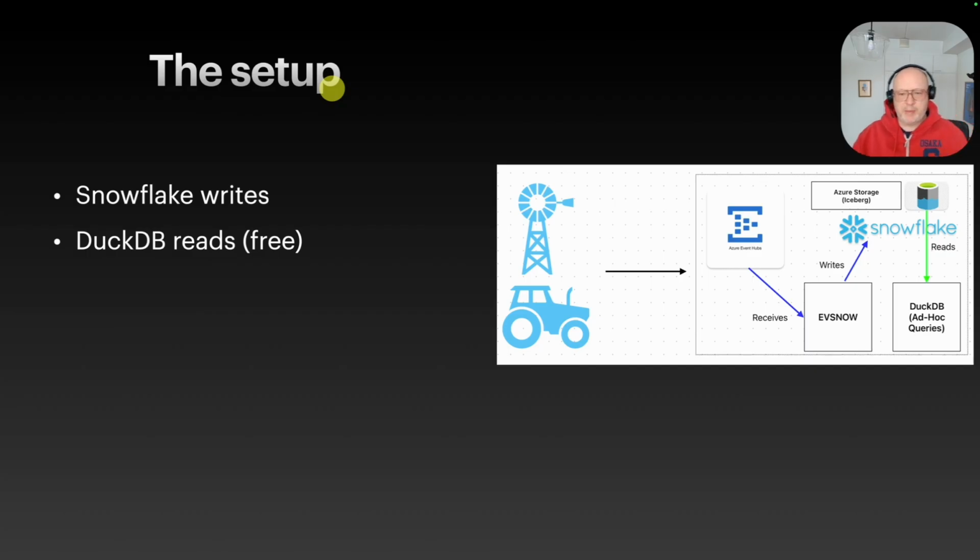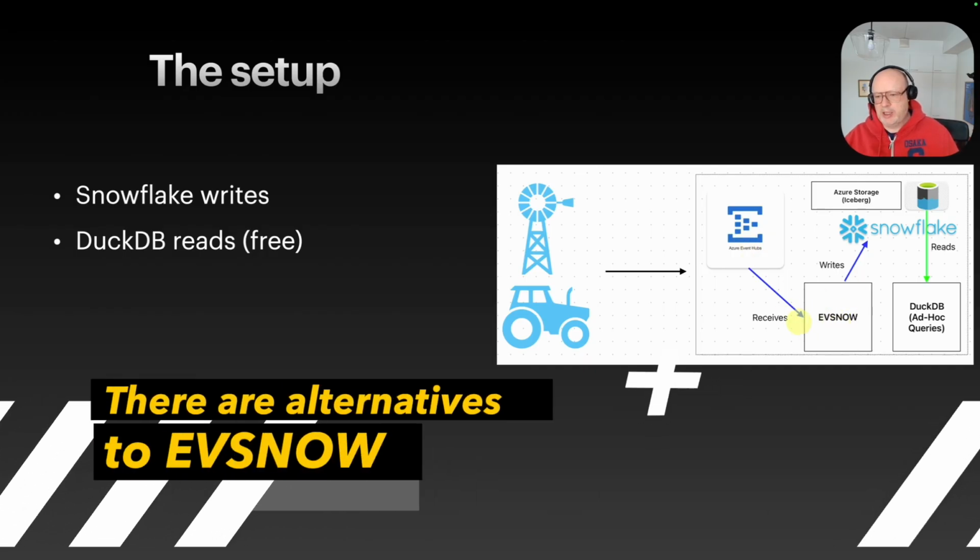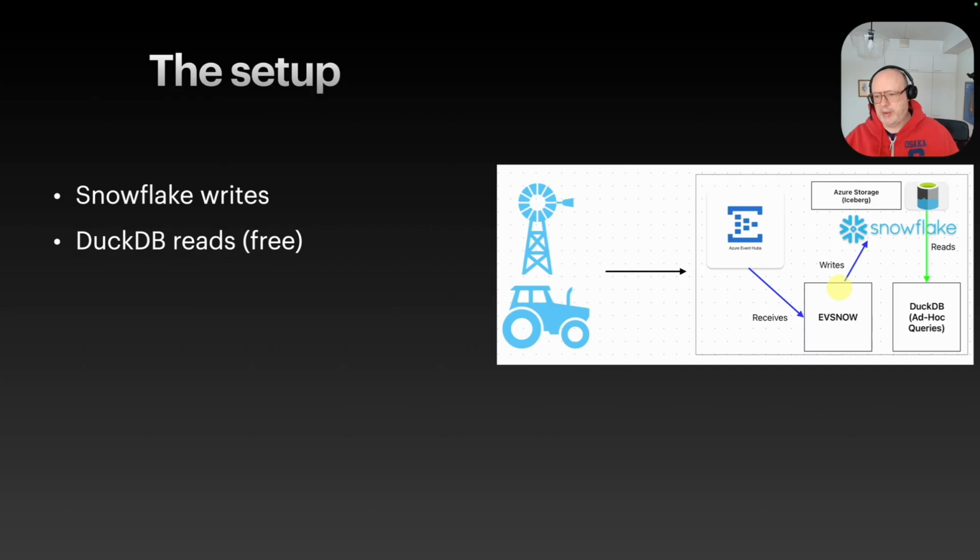So the setup, this is my version. It looks like this here, how you have the source systems or machines or whatever that are sending the events here. Then we will use my component called EVSNOW that just listens to notifications from Event Hubs and calls the API from Snowflake. And then I have set it up so that it will store in an Iceberg table. And then using DuckDB, because it's an Iceberg table, we will query the data that has been written.